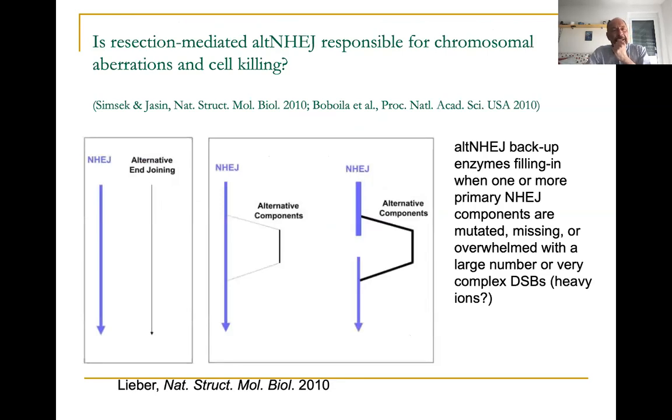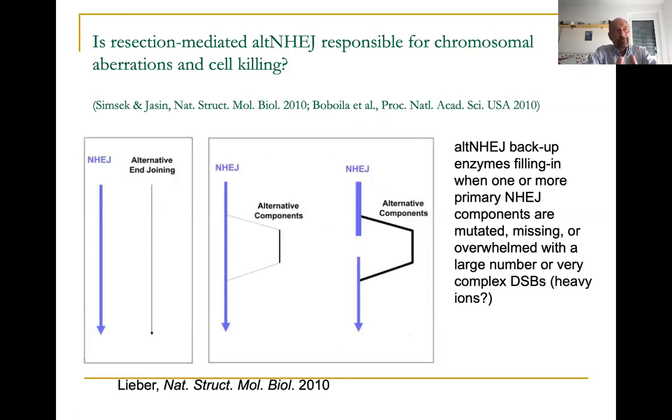There is a lot of discussion on this point. I mean, whether resection-mediated alternative non-homologous end joining is really the cause of chromosomal aberration, cell killing, of all, let's say, everything we see as a consequence of the damage, is not really due to the fact that the cell is unable to repair.